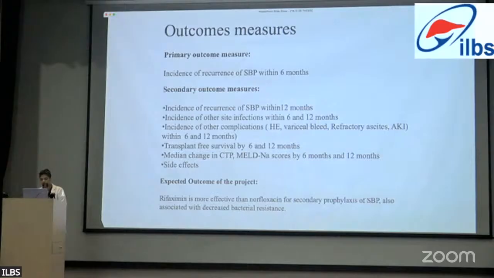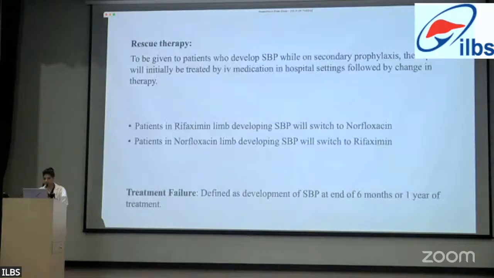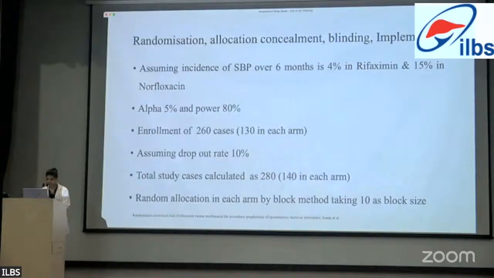The expected outcome of the project, after the entire cohort is completed, would be that rifaximin is more effective than norfloxacin for secondary prophylaxis of SBP, also associated with decreased bacterial resistance. Now, this was the rescue therapy to be given to patients who develop SBP while on secondary prophylaxis, where there will be a switch from the rifaximin to the norfloxacin arm. Treatment failure was defined as development of SBP at the end of 6 months or 1 year of treatment.